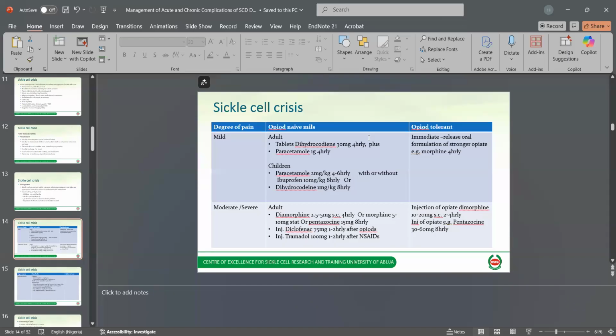to assess the pain. So for moderate pain in adults, we can use the oral analgesics such as dihydrocodeine 30 milligram 4 hourly plus paracetamol 1 gram 4 hourly. This can be used intermittently. And then for children, we can also use paracetamol, ibuprofen, or dihydrocodeine too.